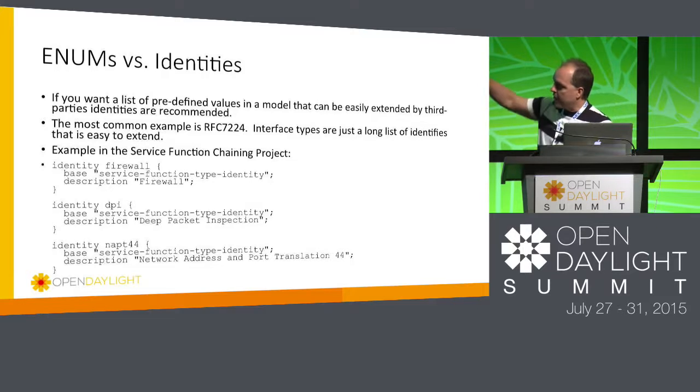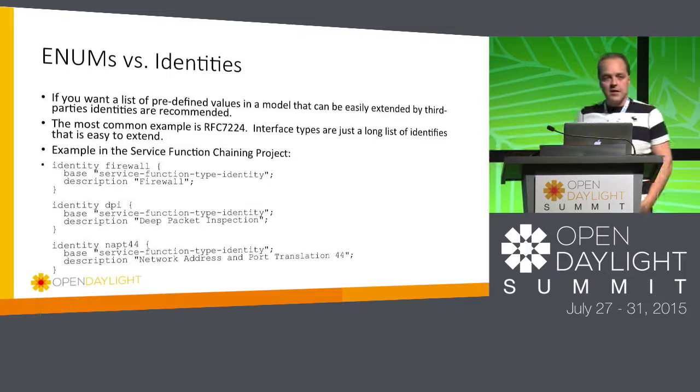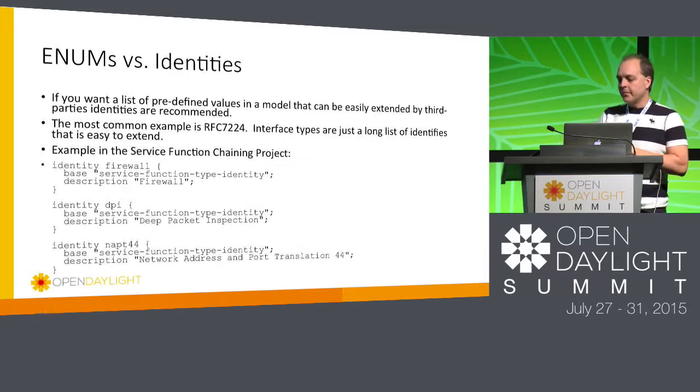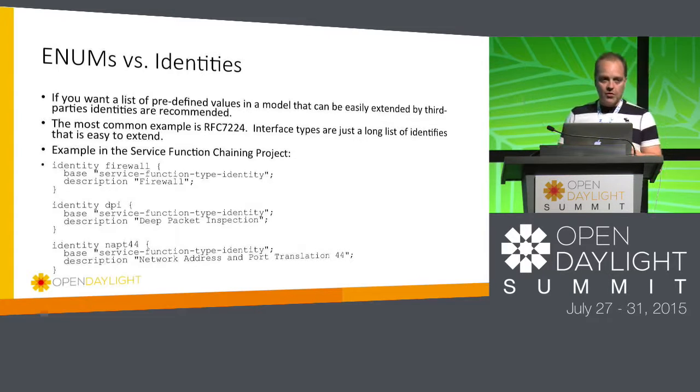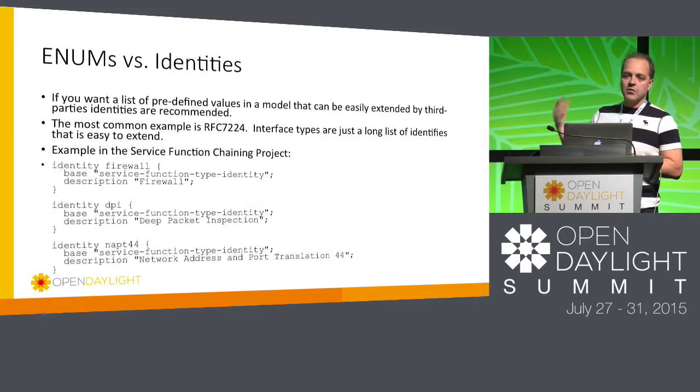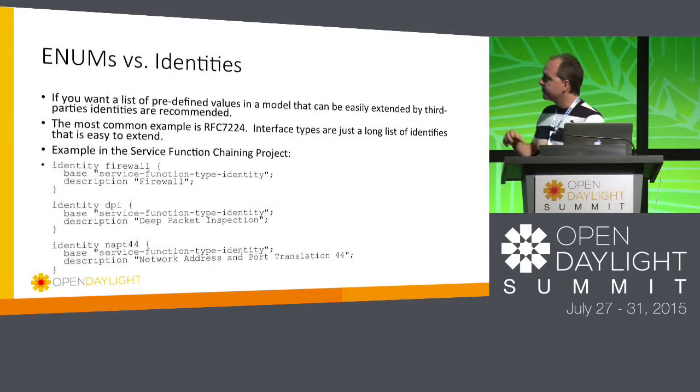So the idea is that you provide a list of identities. If you want to create, say, firewall-foo, you go and create a new identity, and then everybody can extend the models with new identities. I'm going to give you another example about that: how it is done in the IETF interfaces model, and that will become even clearer.